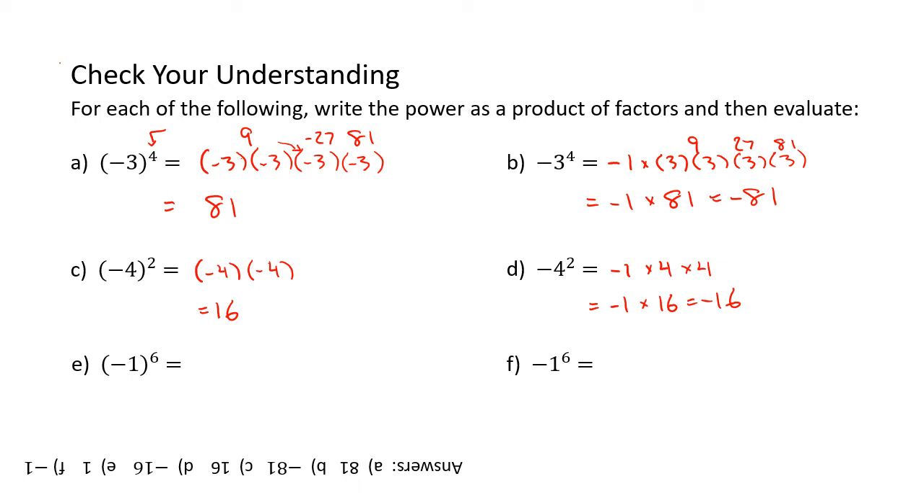Example E, we have negative 1 all in brackets, okay, to the exponent 6. So if we write that out, we have negative 1 times negative 1 6 times.